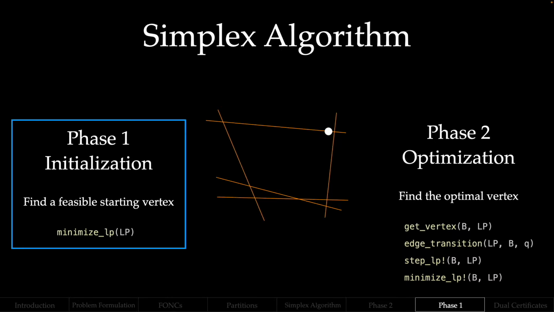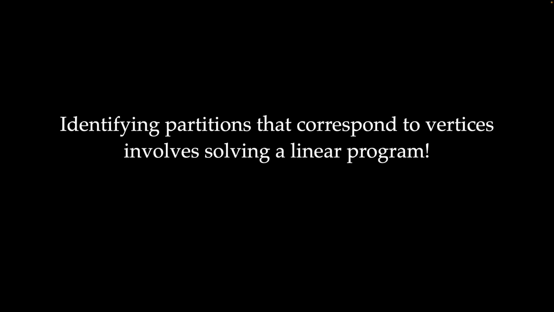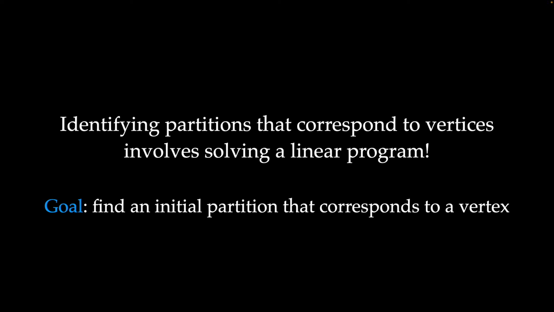So as it turns out, identifying partitions that correspond to vertices actually involves solving a linear program. And so when you see this, you might be like, wait, you're telling me that in order to solve a linear program, I first need to solve a linear program? Isn't that just a circular loop and I'll never actually be able to solve it? Well, no, that's not the case. We can actually solve these linear programs, and we'll see how in a second here. So our goal is to find an initial partition that corresponds to a vertex.